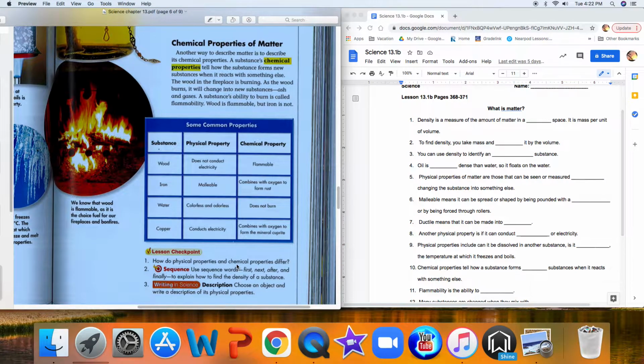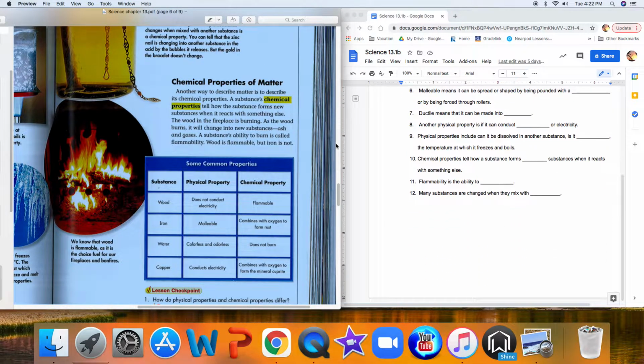The opposite of physical properties is chemical properties. Another way to describe matter is to describe its chemical properties. A substance's chemical properties tell how the substance forms new substances when it reacts with something. So we're going to get a new substance. For example, wood in the fireplace is burning. As the wood burns, it changes into new substances. It changes into gases, it gives off light, gives off heat. There are major changes, guys. That's a chemical property.